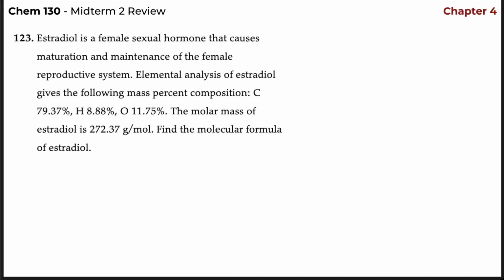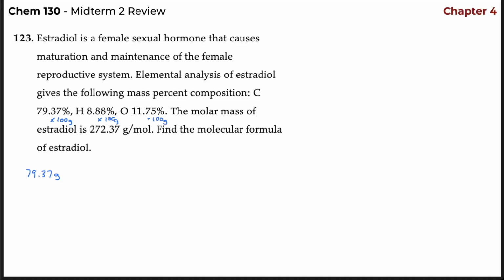Because in reality, this percentage is 0.7937, right? So if you multiply by 100, you move the decimal point two places back, and then it becomes the exact same number. So here, let me write it out so it'll make more sense. First, let's find carbon. Carbon is 79.37 grams because we're multiplying by 100, right? Here, times 100 grams, and then times 100 grams, and then times 100 grams.